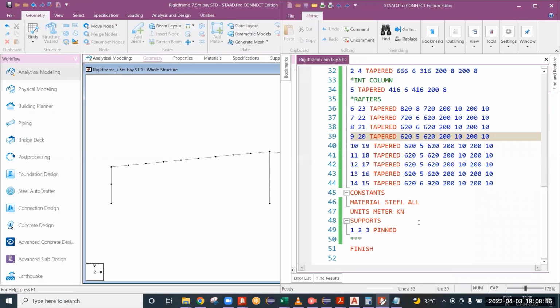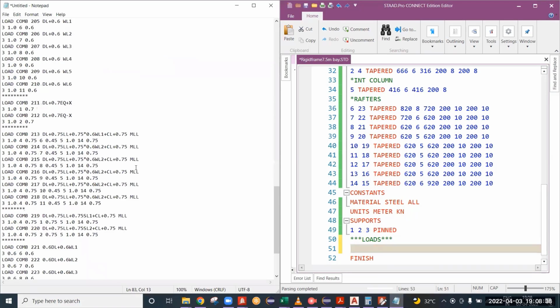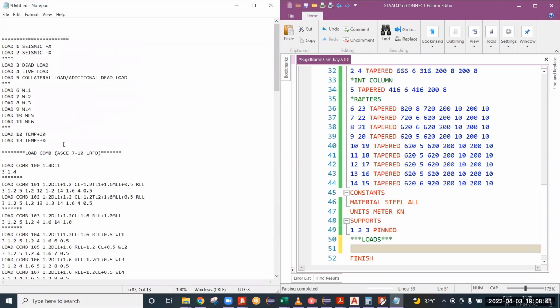So in the last session, we have seen up to supports. Now let's continue. After giving supports, we need to give loads. So the next one is loads. Yesterday we discussed what are the loads coming onto the structure.